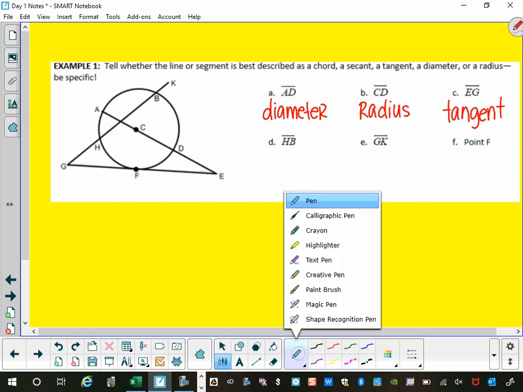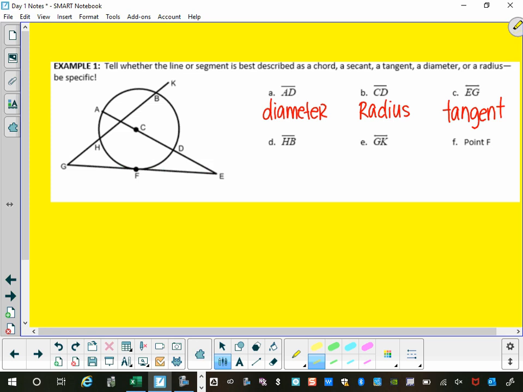All right, HB, let me highlight it, where is it? HB, so just here. What would that be? That is a chord. Why is this not a diameter? Because it only takes like a chunk. It only takes a chunk, but what is it not touching? It doesn't touch the center. Good. So this is a chord.